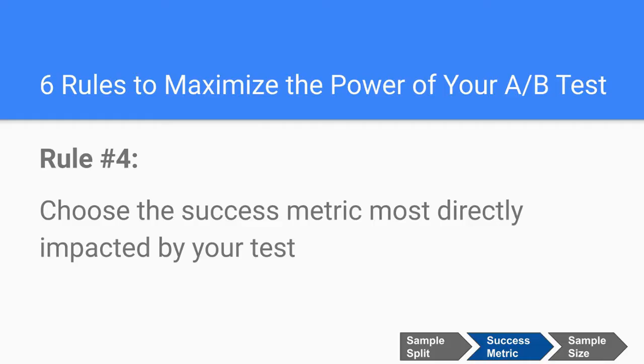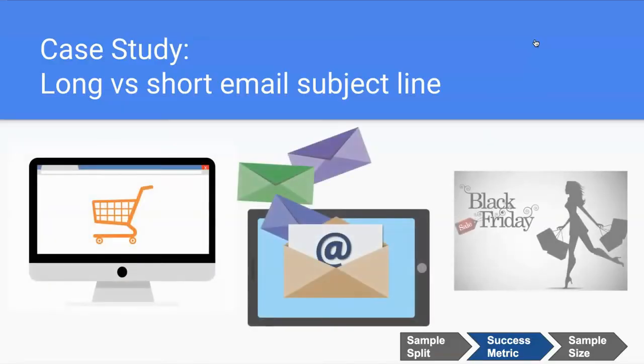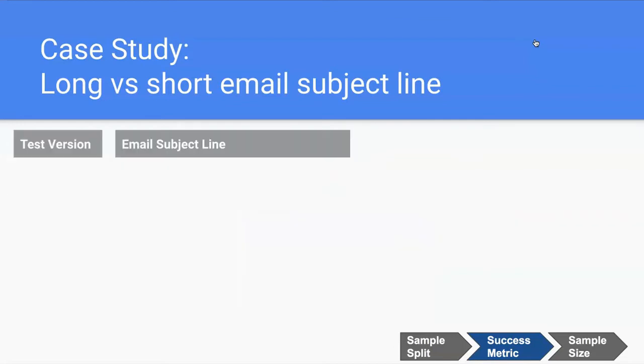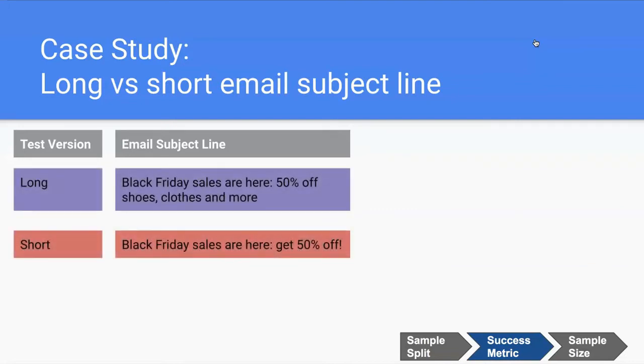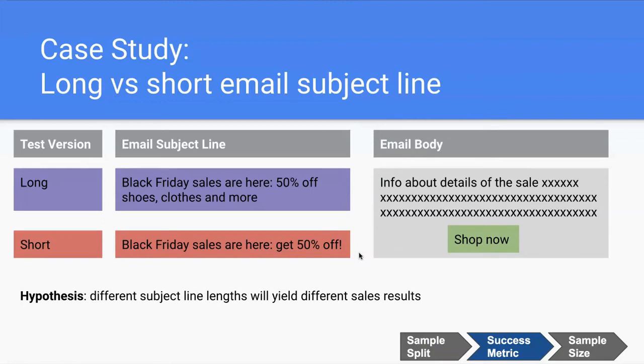Rule number 4, choose the success metric most directly impacted by your test. And let's take a look at a case study. An e-commerce store wants to send out an email right before Black Friday to drive sales. They wanted to do an A/B test on the subject line, testing a long version versus a shorter version while keeping the email body consistent across the long and short. And they hypothesized that different subject line length will yield different sales results, and setting the success metric to be sales. I see a problem here because they're testing the subject line which impacts opens and might not impact sales.